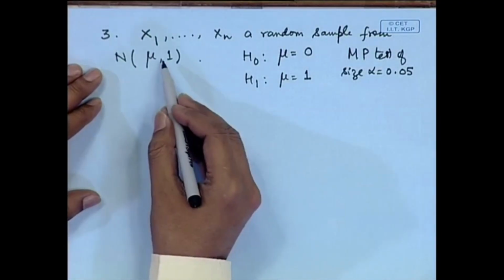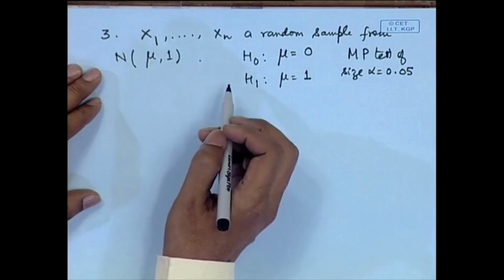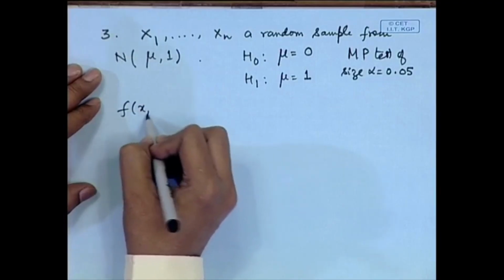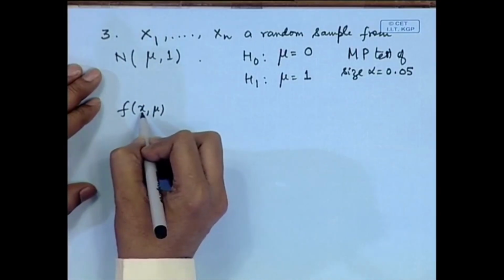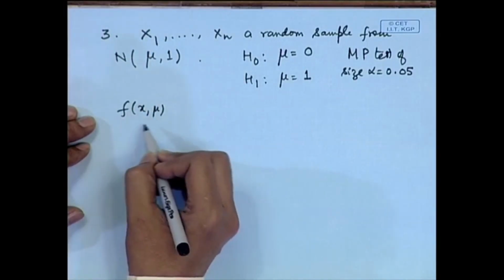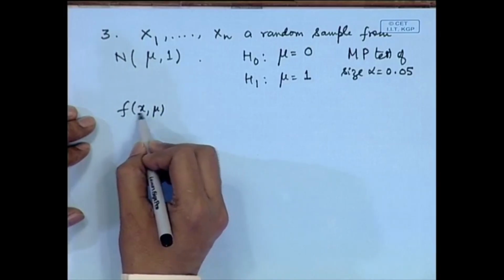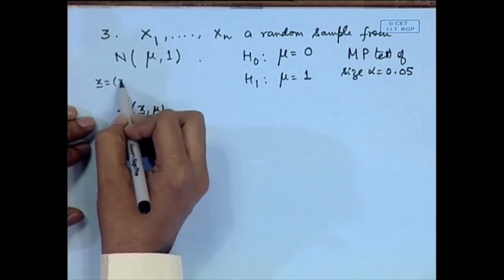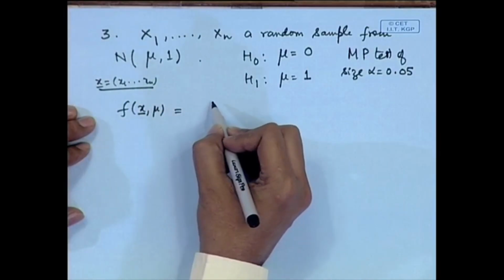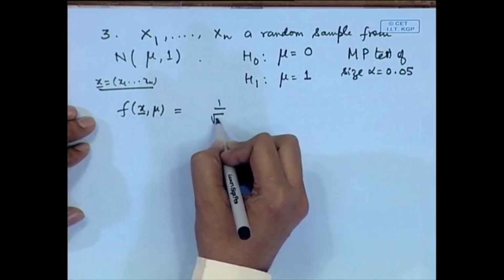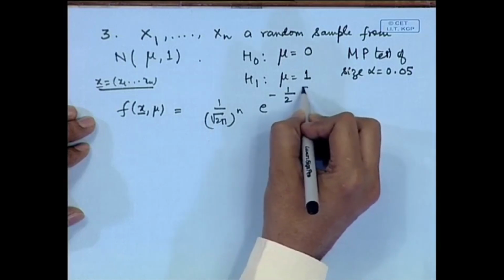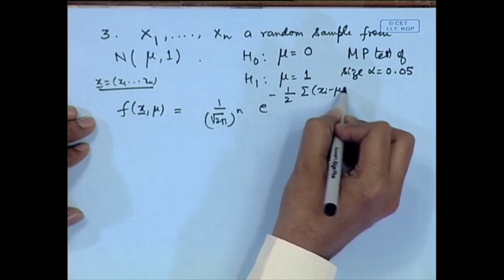So, the first thing is that in application of the Neyman-Pearson lemma, we need to write down the probability density function, that is f(x, μ). Now, here x means we are observing a sample X1, X2, ..., Xn, therefore we need to write down this density function as a joint density function of X1, X2, ..., Xn. So, this is turning out to be (1/√(2π))^n e^(−(1/2)Σ(xi − μ)^2).